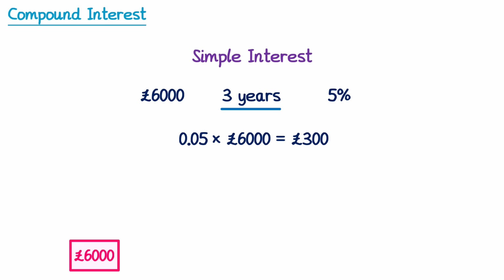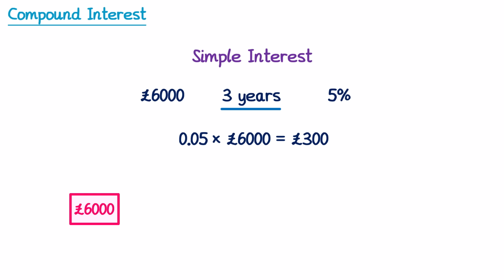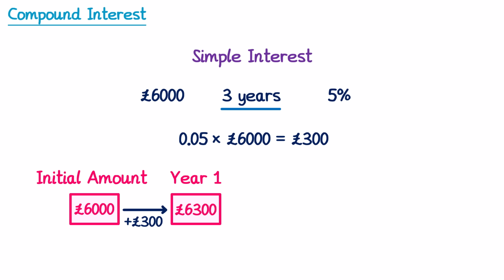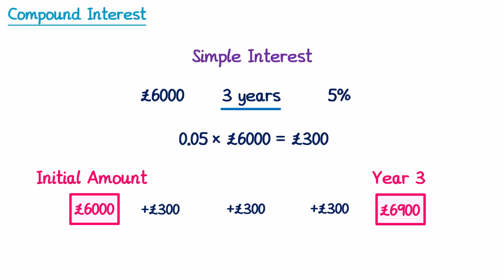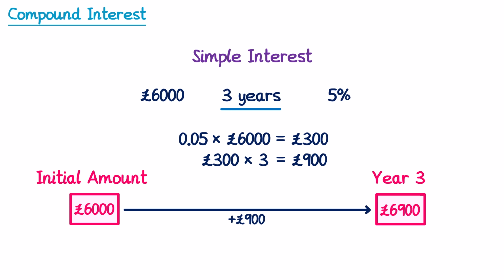So you started with £6,000, which we could call the initial amount, and after year 1 you will have gained £300, so you'll have 6,300. After year 2 you will have gained another £300, so it's now 6,600, and after year 3 another 300, so 6,900. Since we're adding £300 here 3 times, we could simply multiply 300 by the number of years, which is 3, which will give you 900, and just add £900 in one go. So at the end of the 3 years you'll have £6,900.